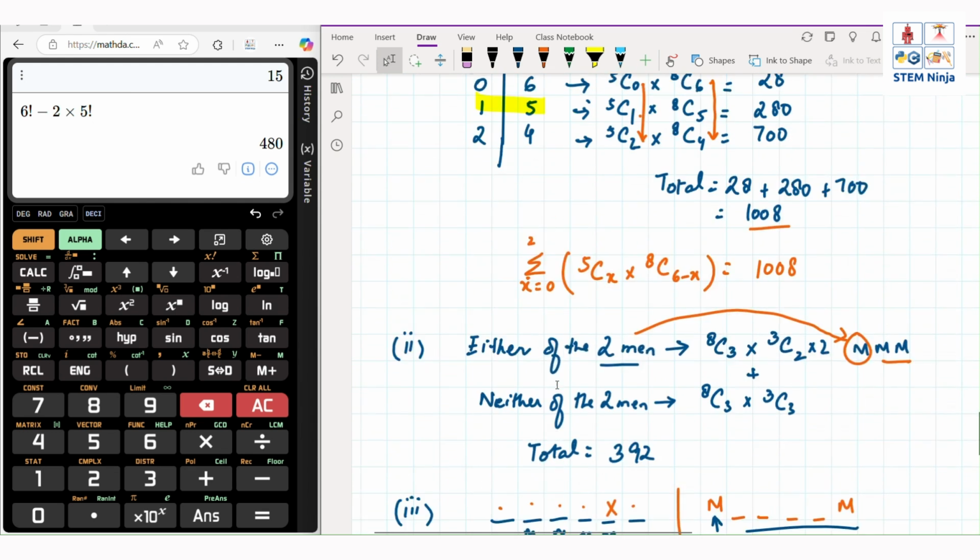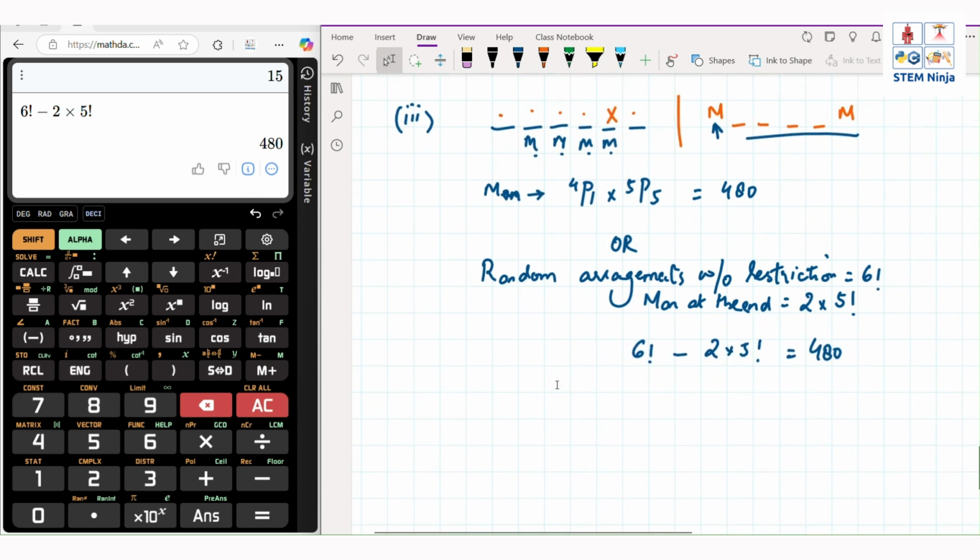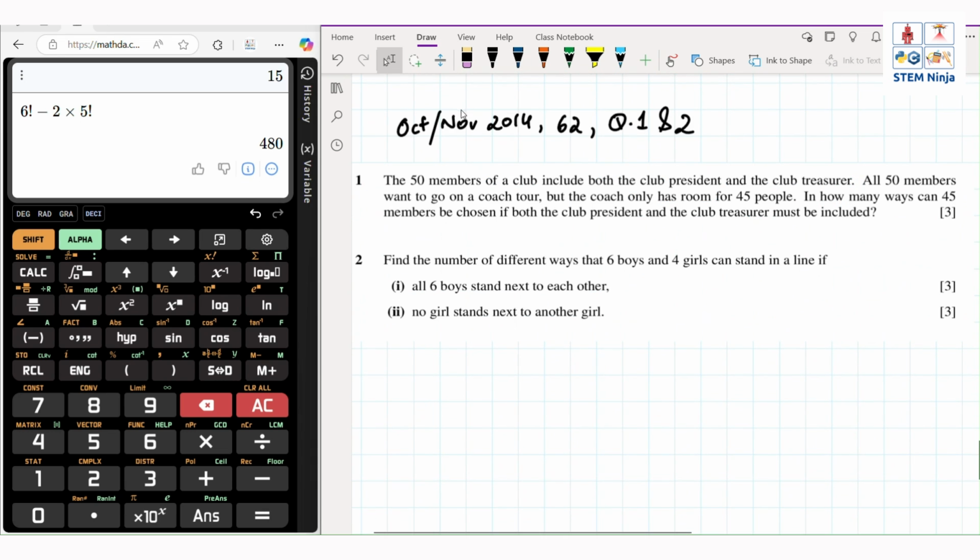All right, now let's see the 6-2 variant of the October-November paper. Okay, so in the 6-2 variant, we have 2 very small questions that we have to do. Okay, so question number 1. The 50 members of a club include both the club president and the club treasurer. All 50 members want to go on a coach tour, but the coach only has room for 45 people. In how many ways can 45 members be chosen if both the club president and the club treasurer must be included?